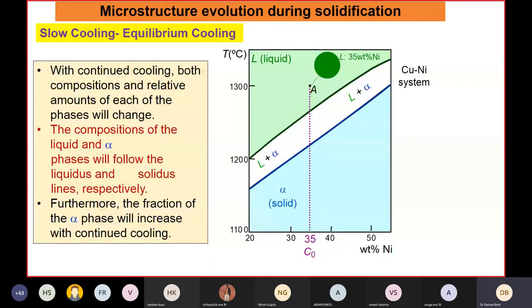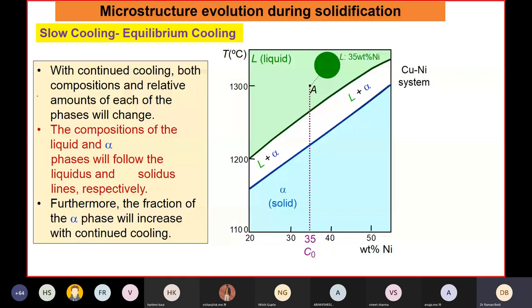But as I said, this is happening just because we are assuming that the cooling is happening at a very slow pace. We are assuming the cooling is happening at a very slow pace, and that is why this change of composition is possible. So what I mean to say, I will just repeat, it needs an understanding, and I will explain it with this diagram here.